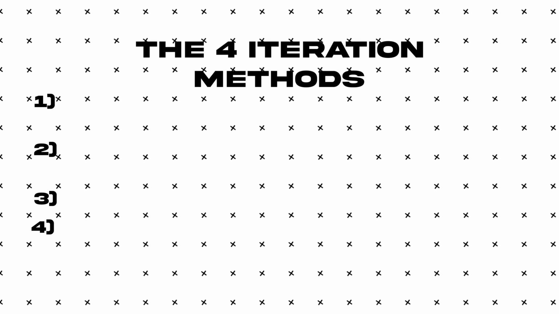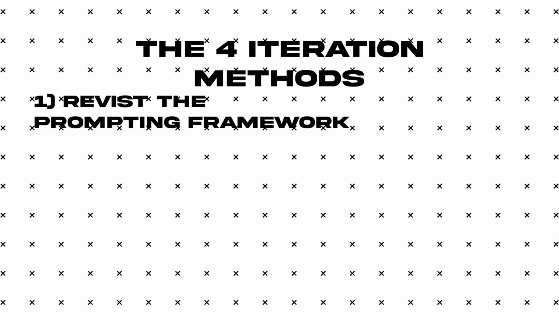And there are 4 main iteration methods. The first one is revisiting your prompt framework. This could be maybe adjusting your task, maybe adding more context so the AI tool understands you better, or it could be adding more references, maybe fewer references. The perfect amount of references is between 5 and 7 from my experience.